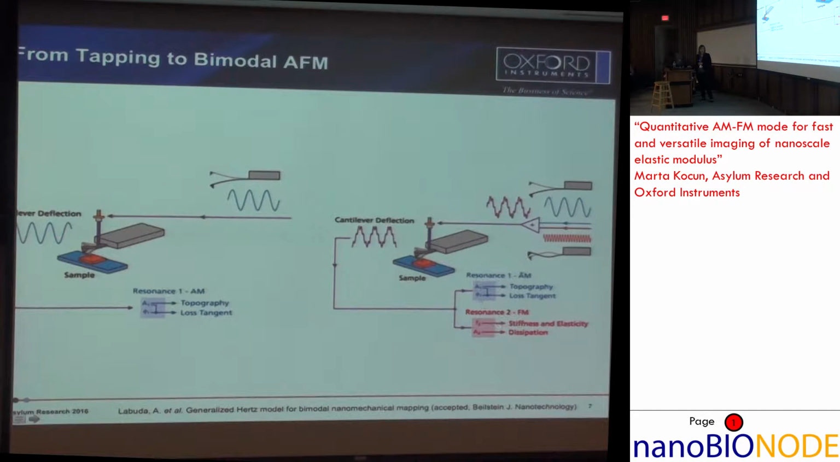So again, we have whatever we had when we did single mode imaging, and then from the second resonance, we can look at the shift in frequency, and then we can calculate out some mechanical properties.